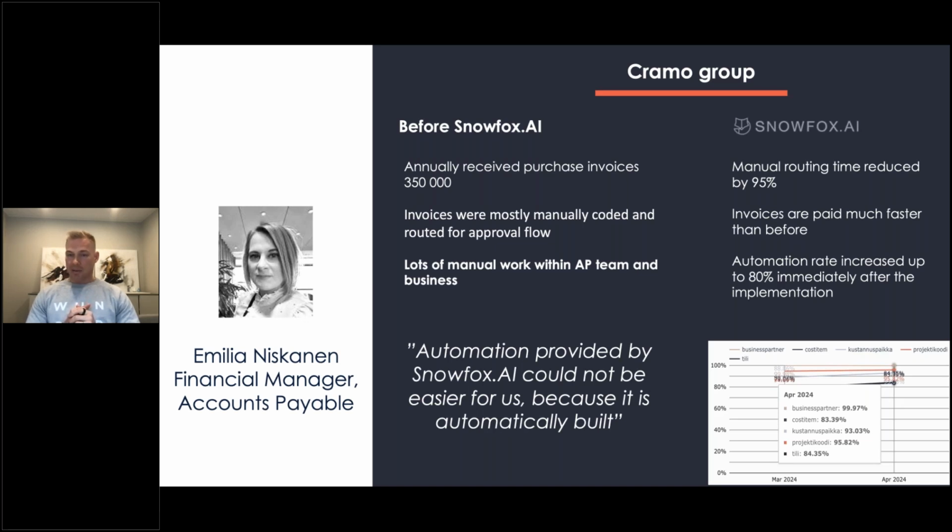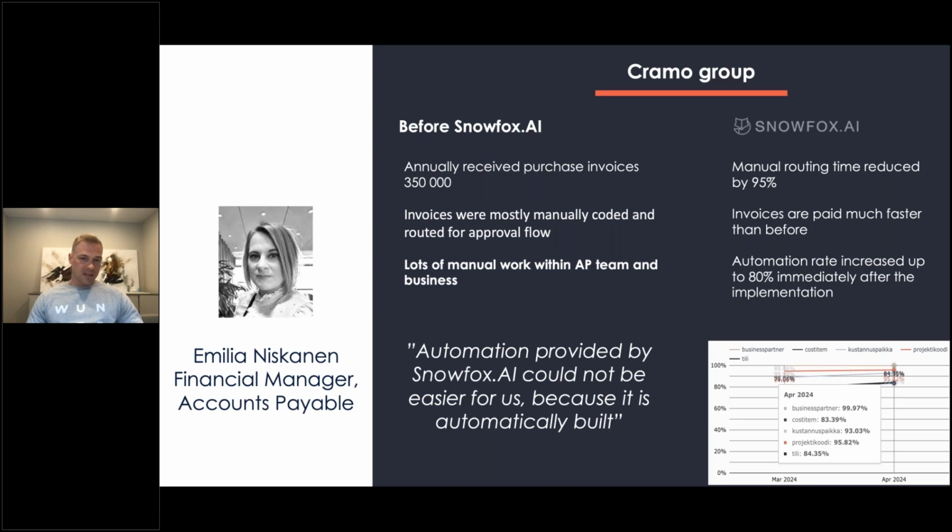The business partner accuracy is 99.97%. Cost item 83.39%. And then this kustannuspaikka is Finnish. It means cost center, 93.03%. Project code 95.82%. And tili, which is GL account, 84.35%. So pretty exciting results, considering that they are quite a complex environment, a lot of invoices, a lot of suppliers, and so on. So pretty good improvement.